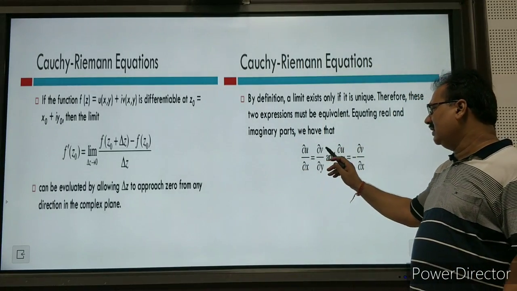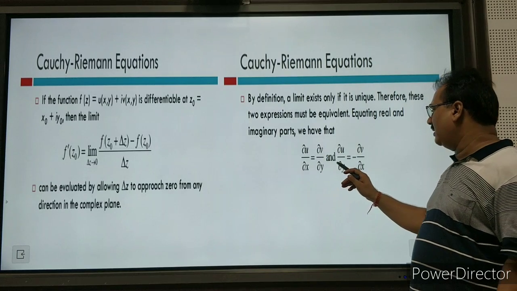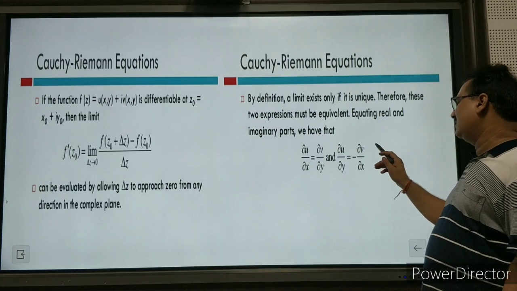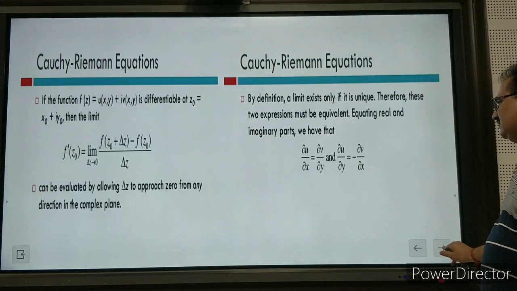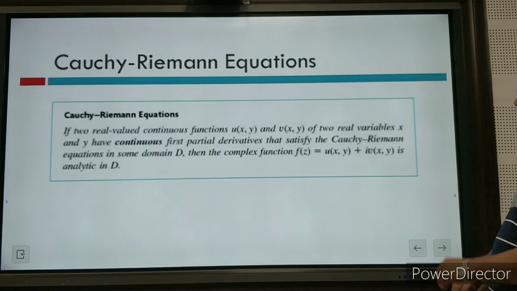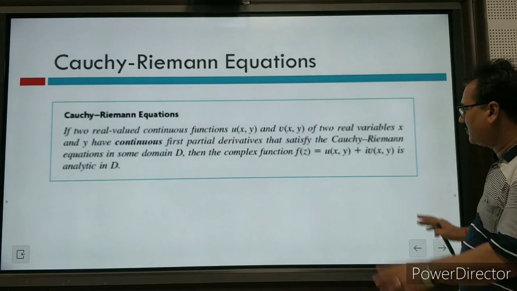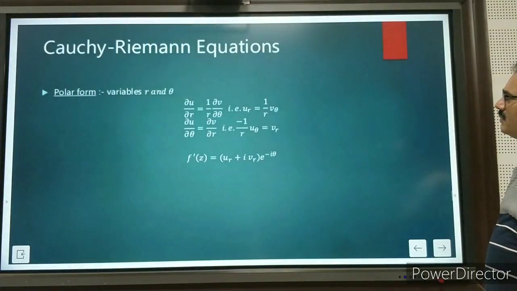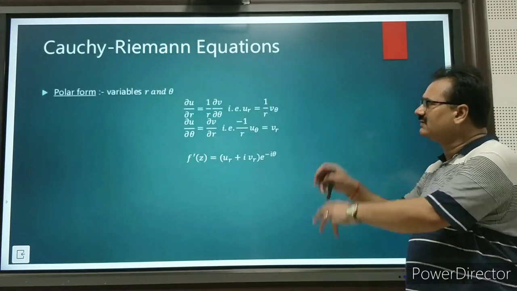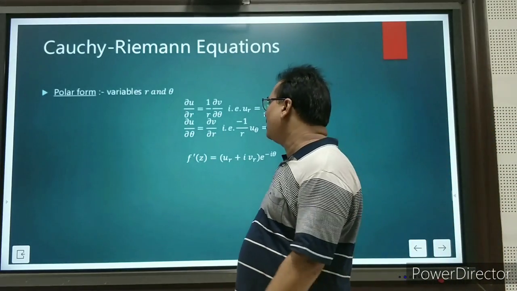Del u by del x is equal to del v by del y, and del u by del y is equal to minus del v by del x. So this is the Cauchy-Riemann equation. Similarly, you can interpret the same. I can skip here, and I want to show the polar form of the Cauchy-Riemann equation.